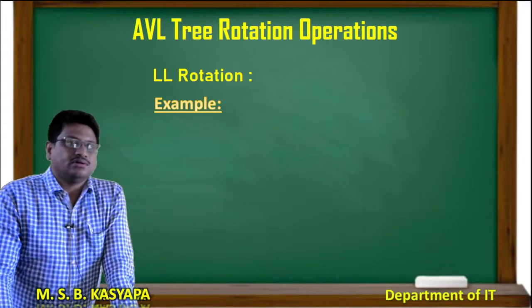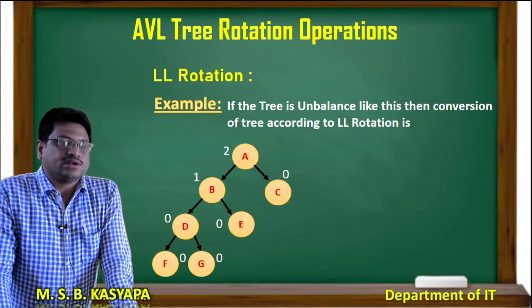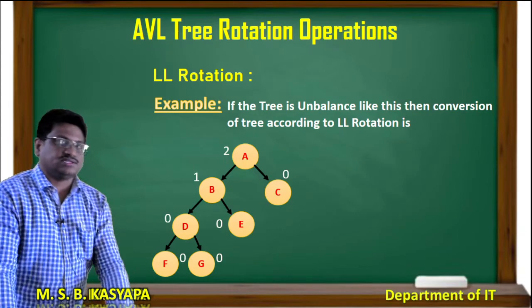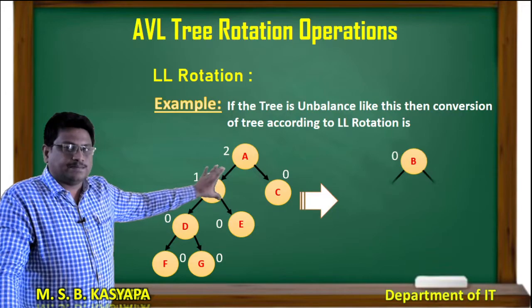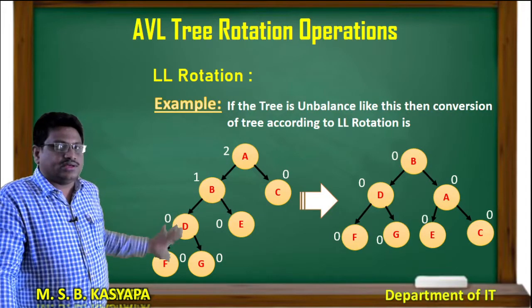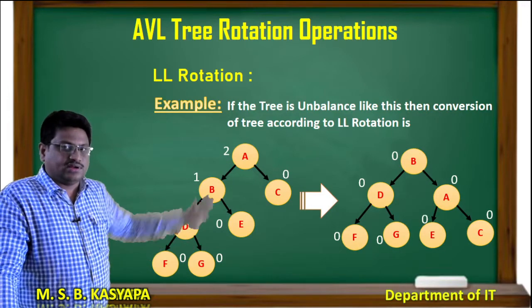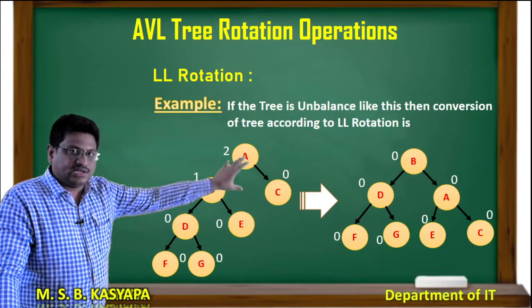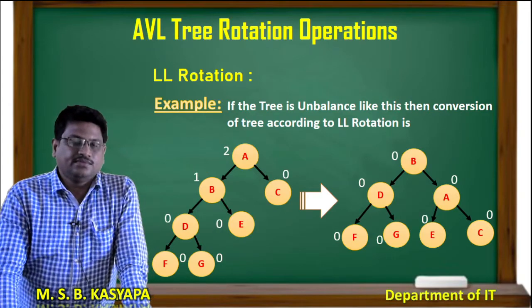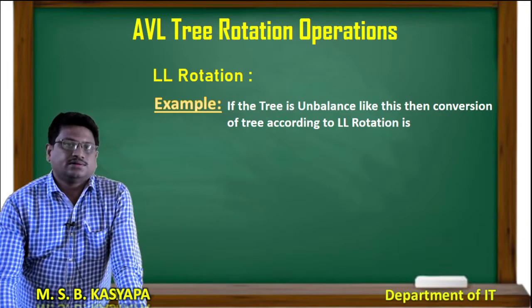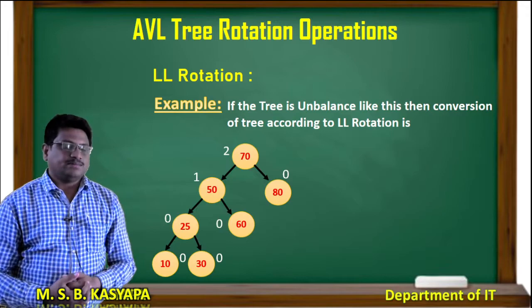Okay. Now let's see another one. So if I have it like this, then what will happen? The same thing, there is no change. B, D, F, G are the left children, and the right children are A and C, and E becomes a left child for A.